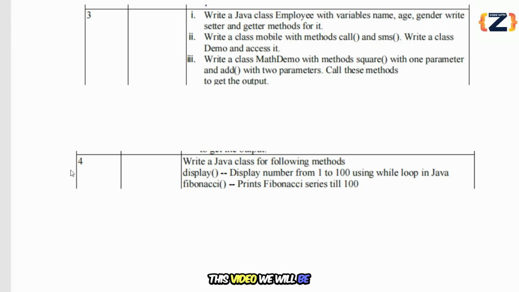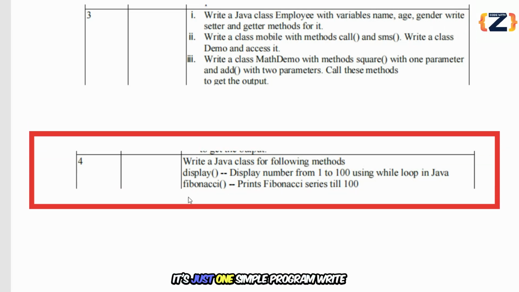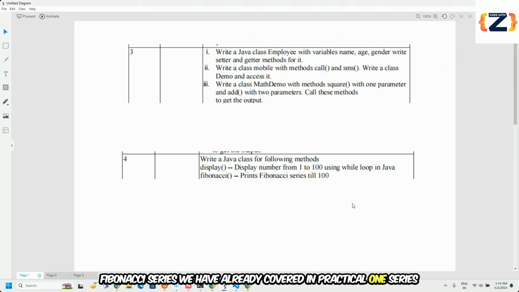This video we will be focusing on practical series 4. It's just one simple program. Write a Java class for the following methods. One is display, which displays the numbers from 1 to 100 using a while loop in Java, and another is Fibonacci series. So let's go and pick up this logic. Fibonacci series we have already covered in practical 1 series, so the logic you can check from there.